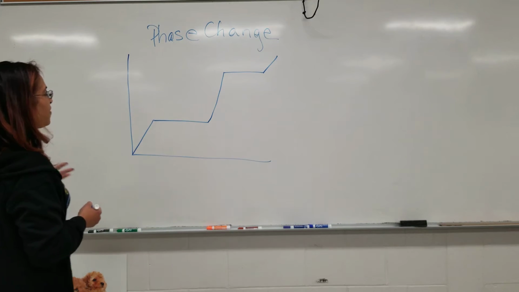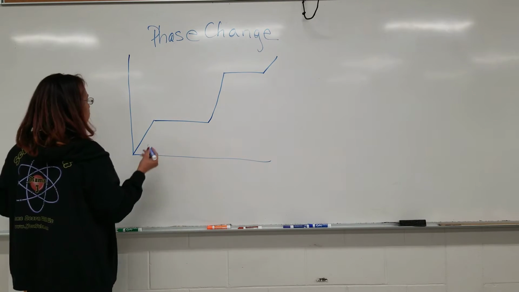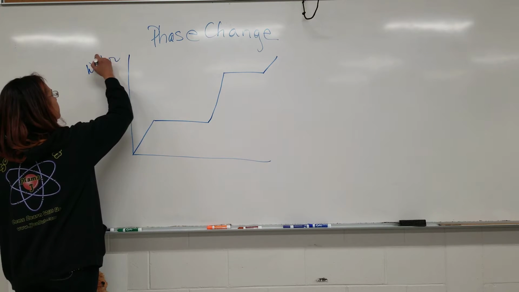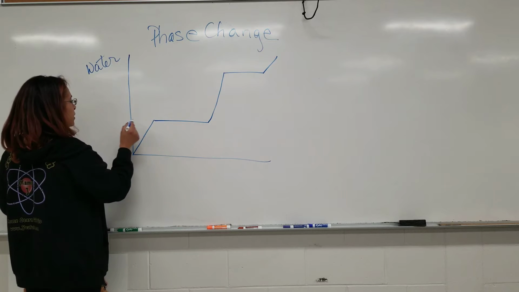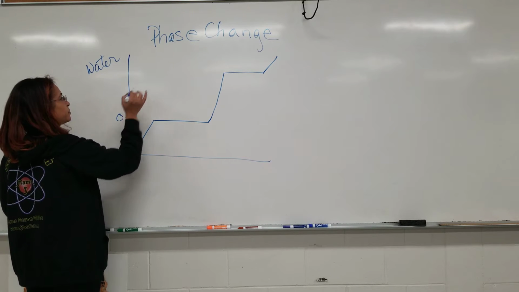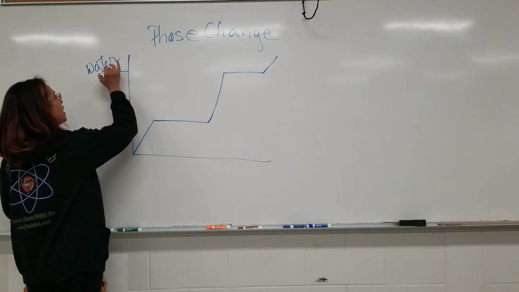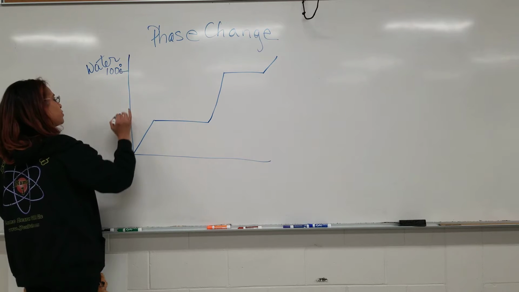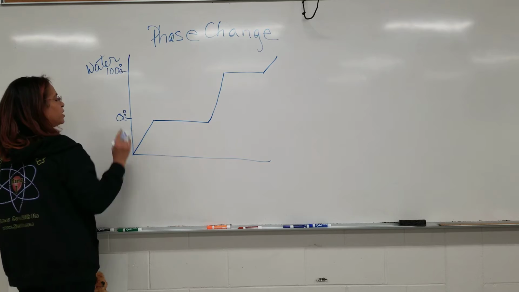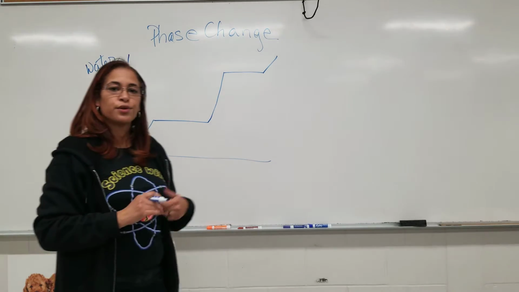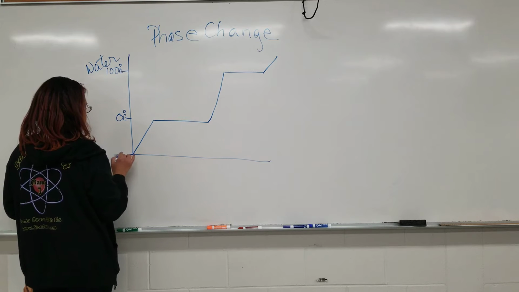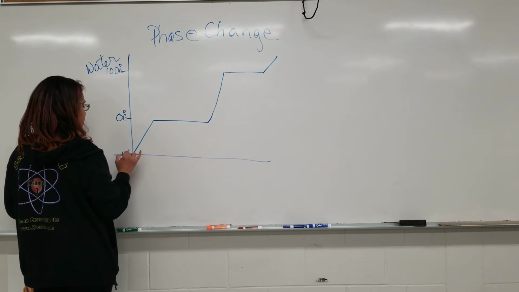So looking at a phase change diagram, we're going to use a very simple substance. We're going to use water. Water has a freezing point of 0 degrees and a boiling point of 100 degrees. So let's say we are starting in a freezer that is at -10 degrees Celsius.